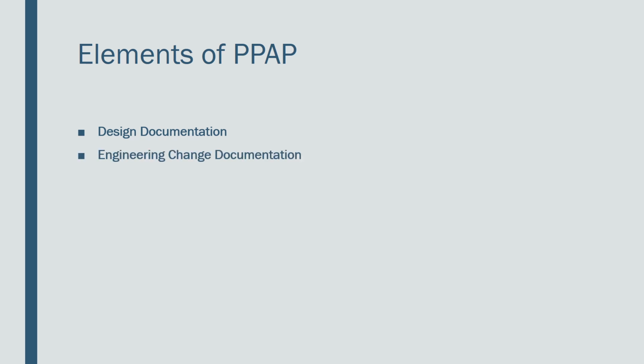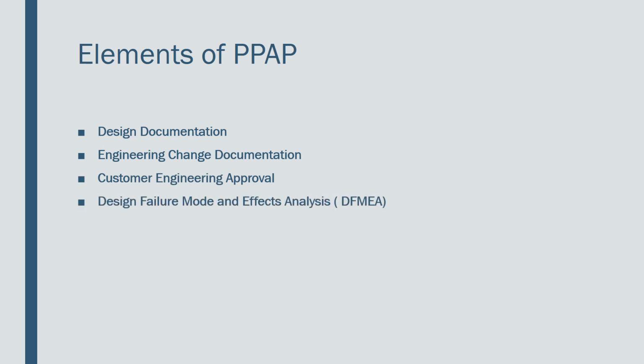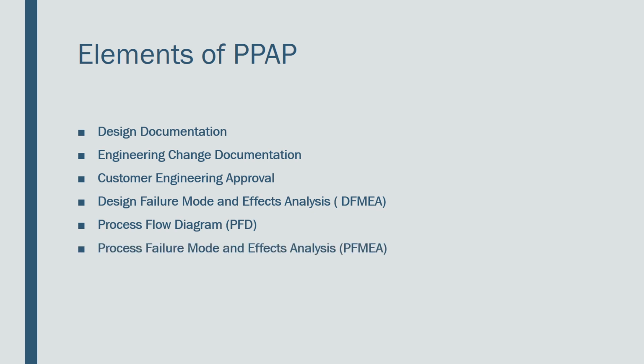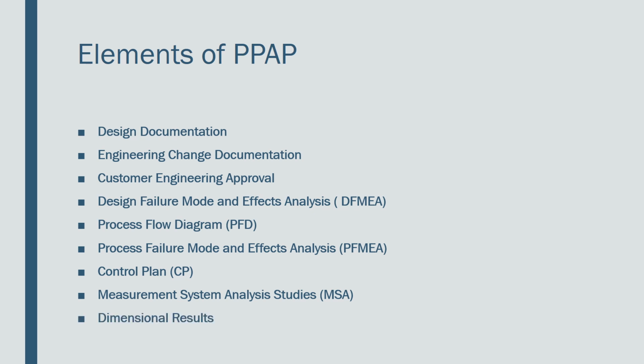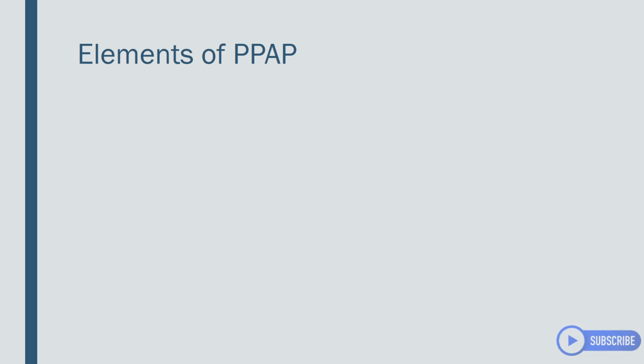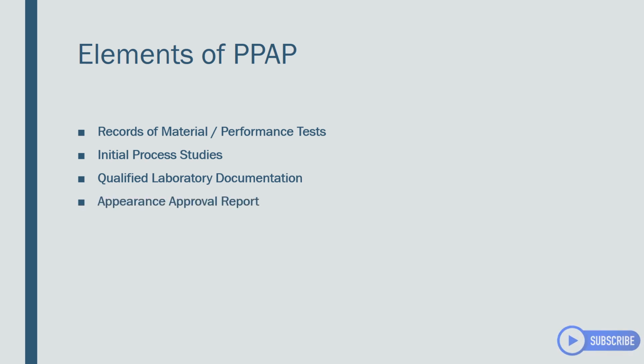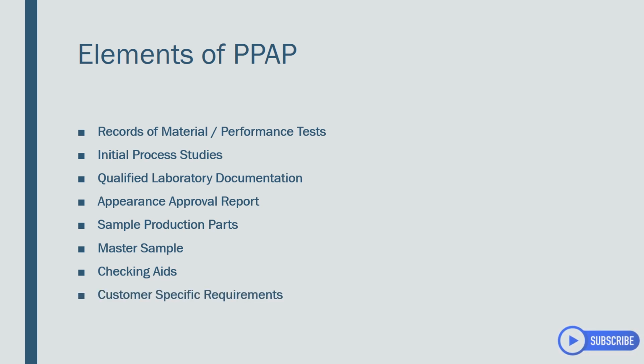Design documentation or design records, engineering change documentations, customer engineering approval, design failure mode and effects analysis, that is DFMEA, process flow diagram, process failure mode and effects analysis, that is PFMEA, control plan CP, measurement system analysis MSA, dimensional results, records of material or performance test, initial process studies, qualified laboratory documentations, appearance approval report, sample production parts, master sample, checking aids, customer specific requirements, and then part submission warrant, that is PSW.